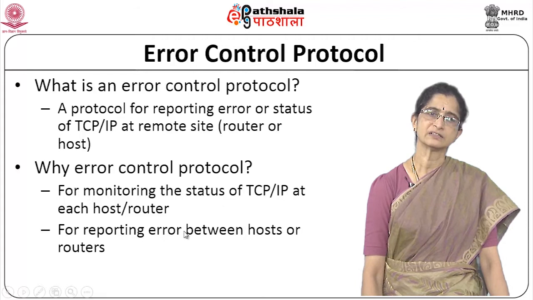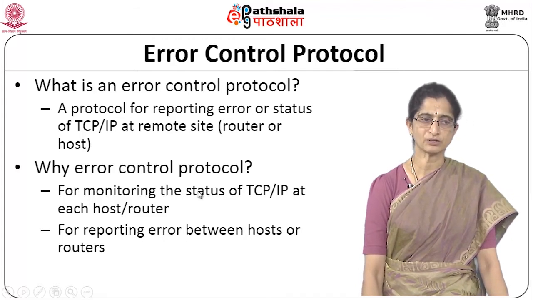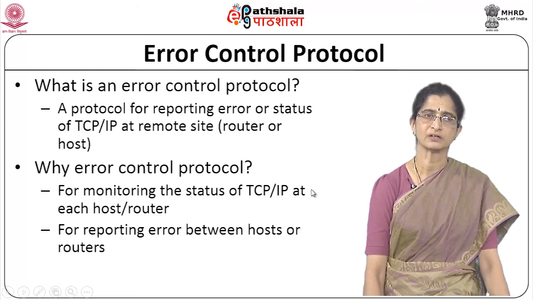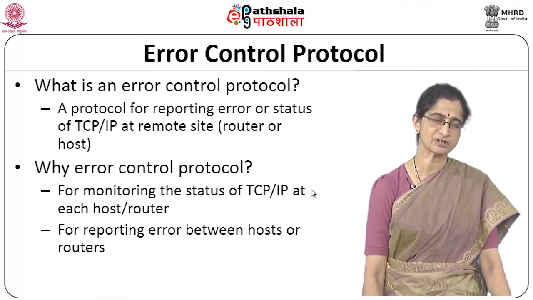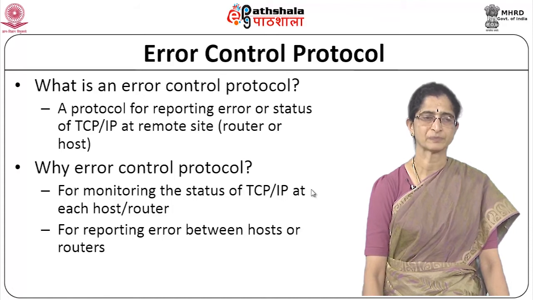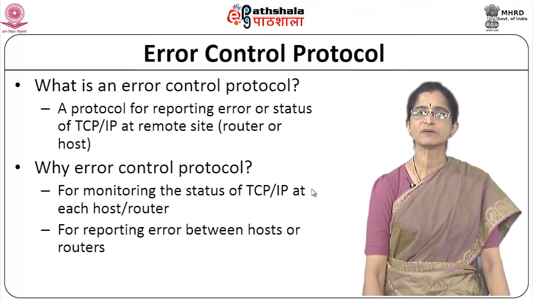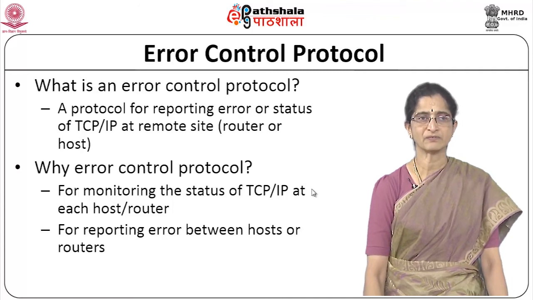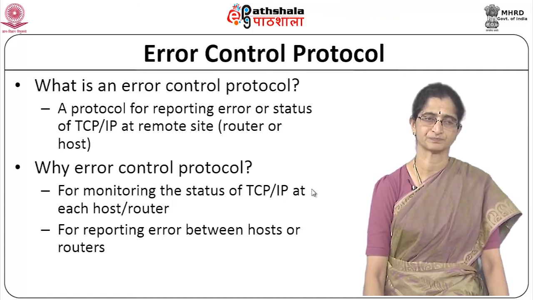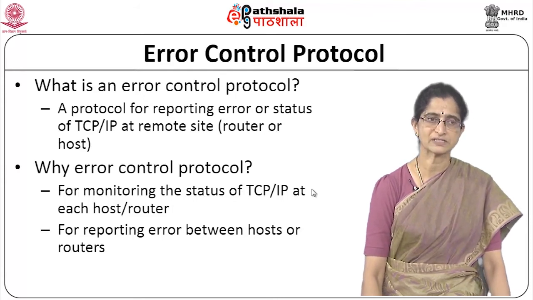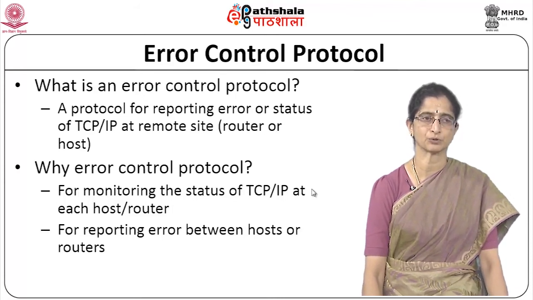The reason why we need such error control protocols is obvious, because we definitely know that something is likely to go wrong at the routers or at the end host or somewhere. We know that IP is a best effort protocol, so we definitely want to know if and when something has gone wrong, and what it is that has gone wrong. So there are some status messages and some control messages that are given as part of this ICMP protocol.